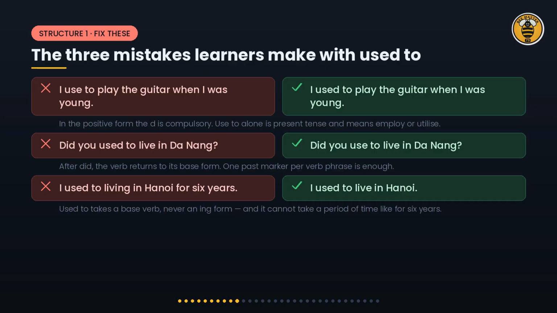Number 3. "I used to living in Hanoi for 6 years." Two problems here. Used to takes a base verb, never an ing form, and it cannot take a length of time like for 6 years because used to describes a habit, not a duration. If you want to give a duration, use the past simple. I lived in Hanoi for 6 years.